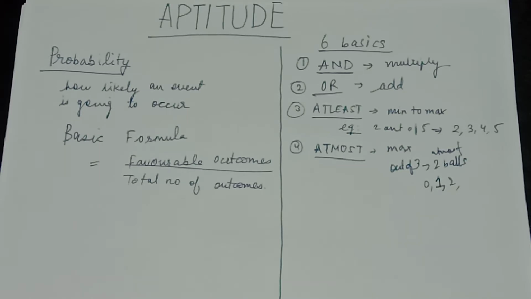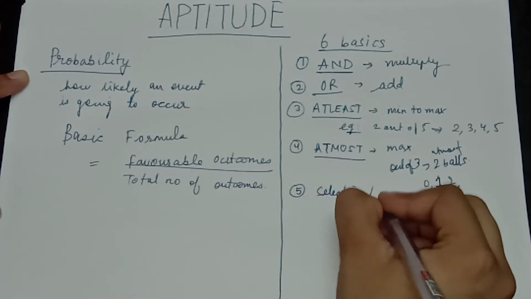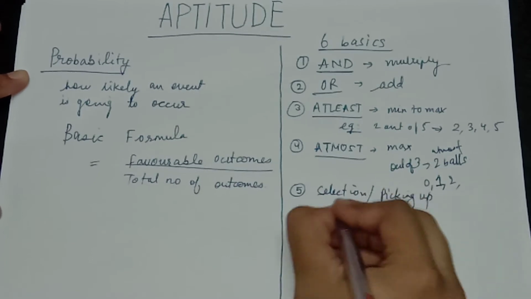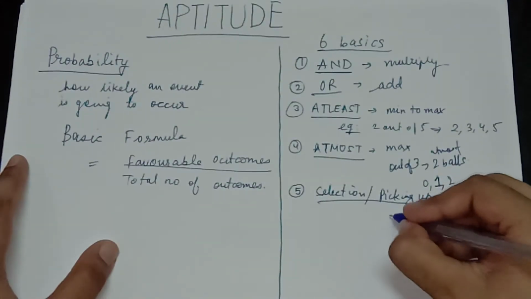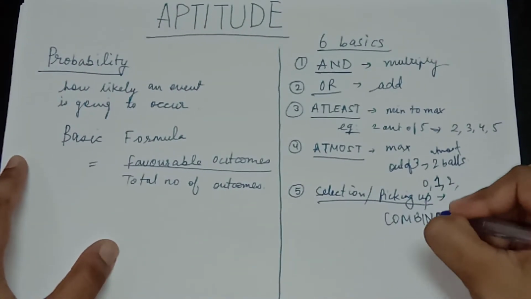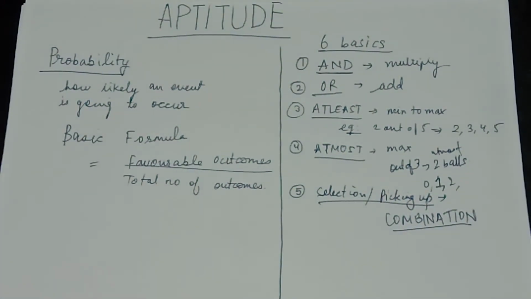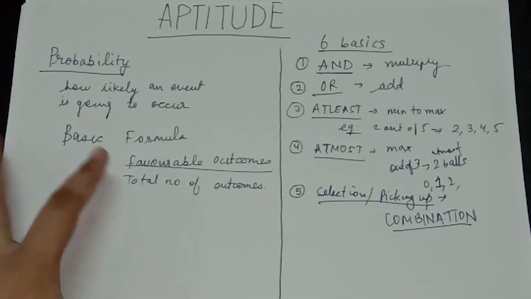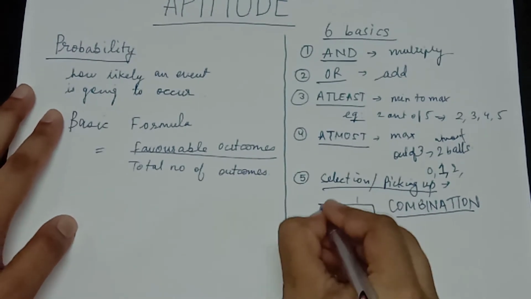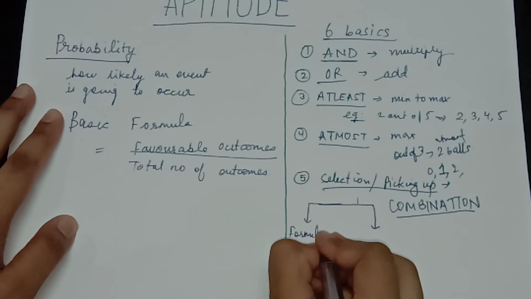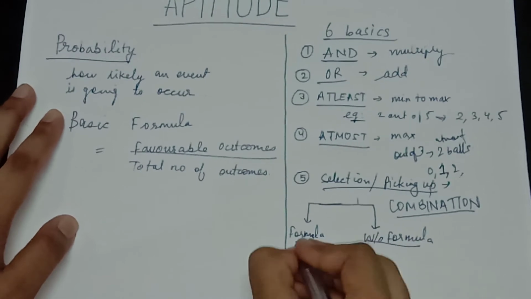Now the fifth word: if somewhere it is written selection or picking up, it generally means you have to apply combination over here. Combination is a vast term in probability, and there may be a bunch of questions on this topic, so we'll discuss it in detail as we move further. But there are two ways to solve selection or picking up problems. First is the formula based approach, and second is without formula.